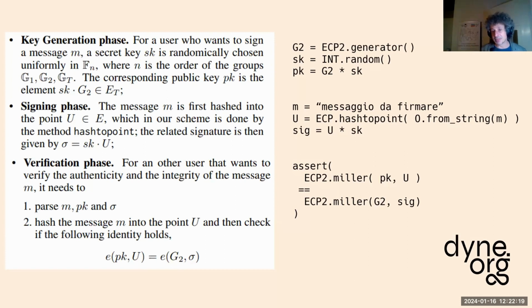Here in M, we put a message, so a byte octet array, and we do a hash to point. So we hash the message to a point on the curve, and then we multiply this point by the secret key. This is the way we generate a signature. And then to verify the signature, we assert a relation between the public key and the hash of the message, and the generator and the signature. So it's the assert that you see there.